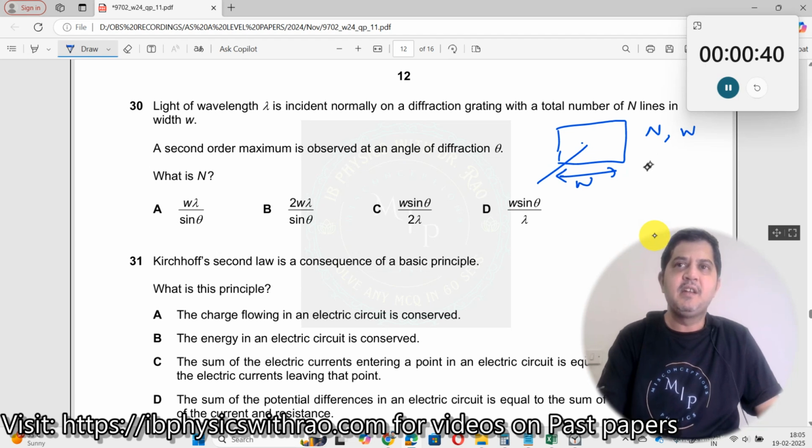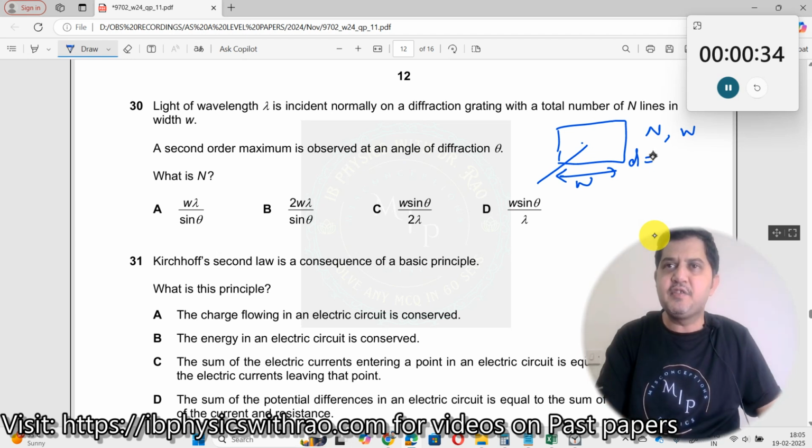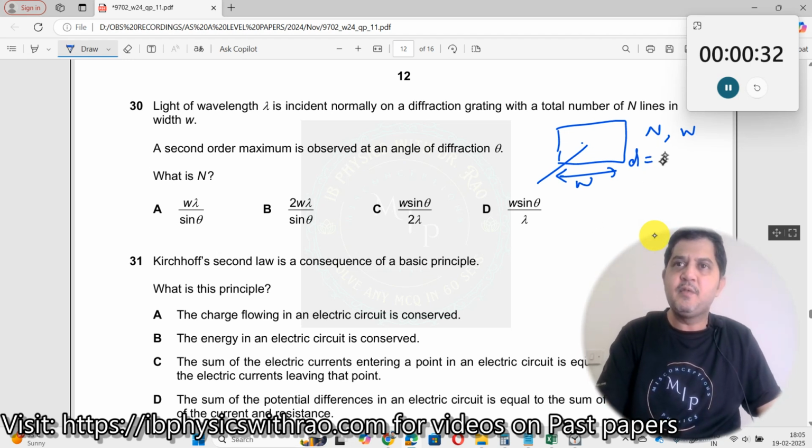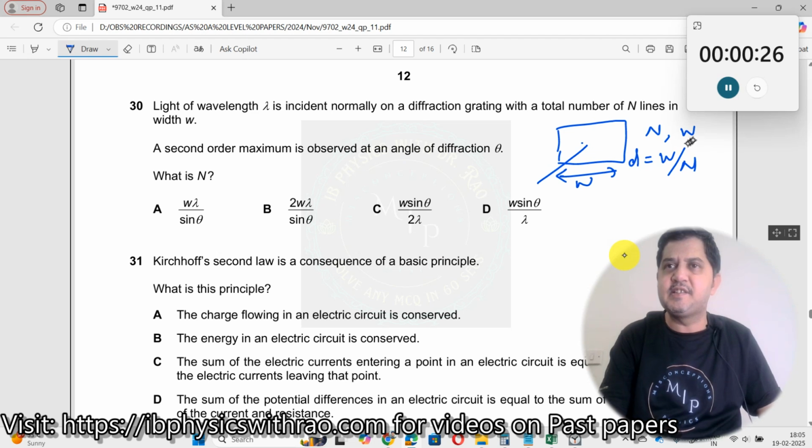What is it we define? We say the value of d. What is the value of d? The distance between one slit and the other slit, which should now be equal to W divided by N, right? It should be very close over here. How many lines? What is the distance? This is the width in centimeters, divided by N. So this will give you the value of d.